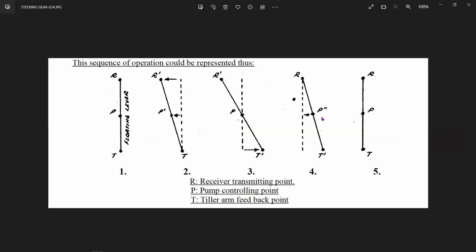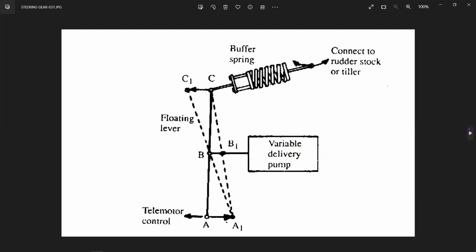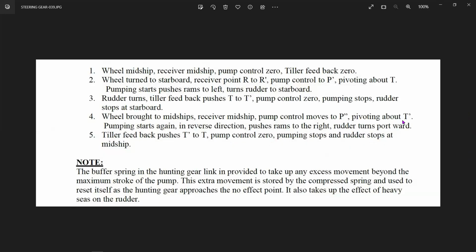Now in this diagram, what is happening is that you want to get it back to the midship position. So from R, the telemotor receiver pushes this entire pin to the R position. As soon as that occurs, the pump will start again pivoting around the point R, and now the pump control lever moves from P to P dash, pivoting about it, and the pump starts again in the reverse direction. The pump goes in the opposite direction.